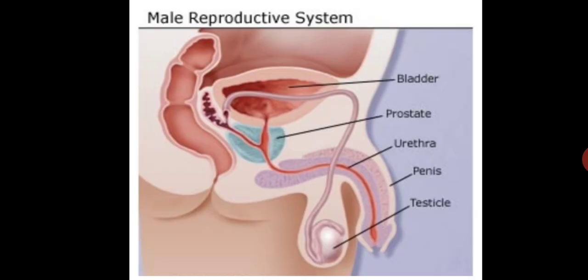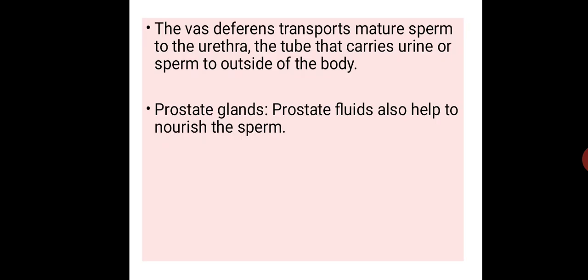Alright, this is still part of the male reproductive system. We have the vas deferens. The vas deferens transports mature sperm to the urethra. Okay, the tube that carries urine, it also carries the sperm to outside of the body. So you know that the urethra either carries urine or the sperm outside of the body, and you know that the urethra is within the penis.